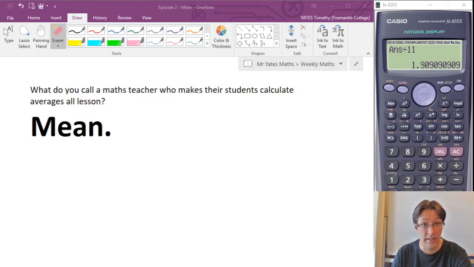I'm going to start with a little riddle for you. What do you call a maths teacher who makes their students calculate averages all lesson? Mean. So, there you have it.